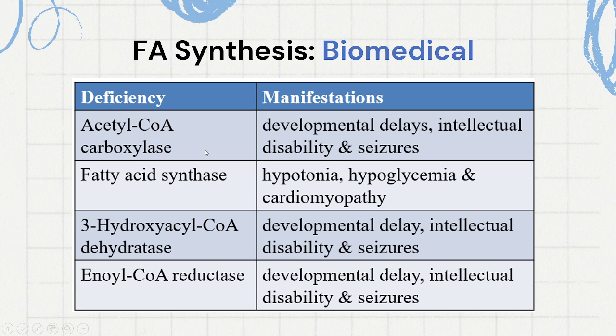Deficiency of acetyl-CoA carboxylase can manifest as developmental delay, intellectual disability, and seizures. Fatty acid synthase deficiency can manifest as hypotonia, hypoglycemia, and cardiomyopathy. Manifestations of 3-hydroxyacyl-CoA dehydrogenase and enoyl-CoA reductase deficiencies are the same, including developmental delay, intellectual disability, and seizures.